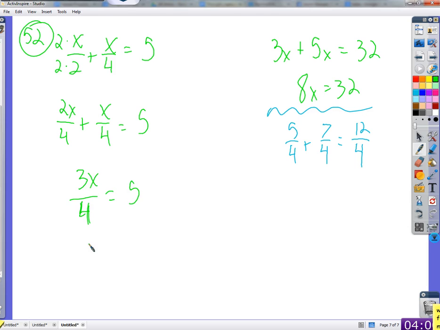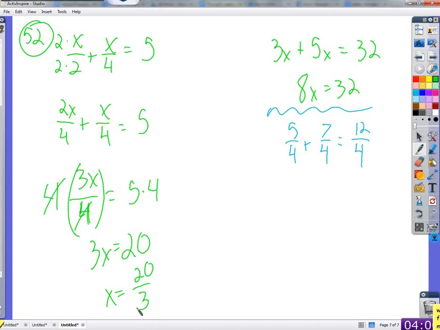Now, multiply by 4 to cancel out that denominator of 4. 3x equals 20, x equals 20 thirds. If we go back here, they want to instead multiply by the reciprocal, do it all out all at once. Either way.